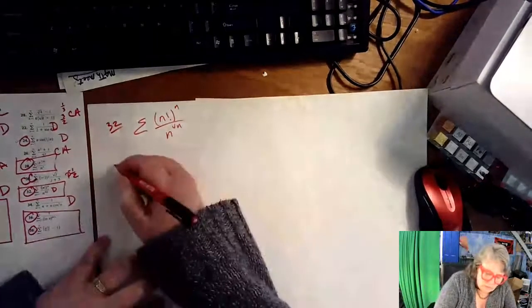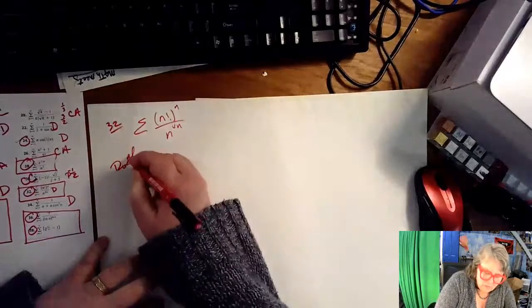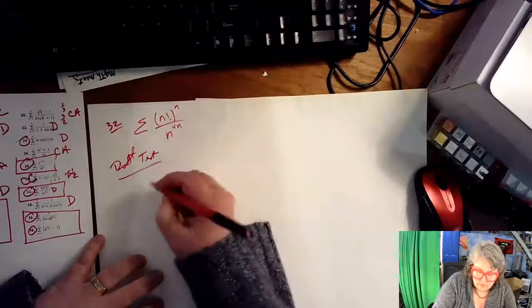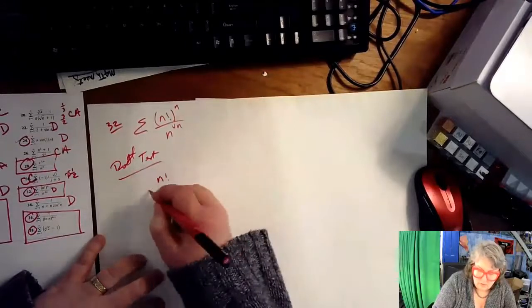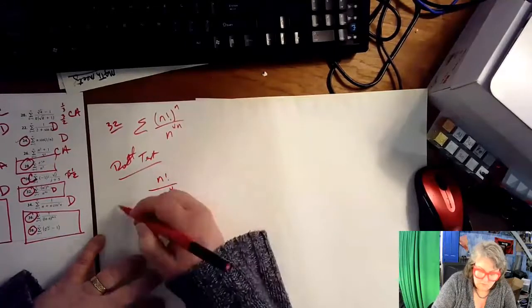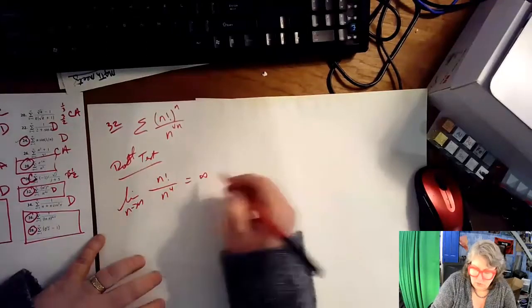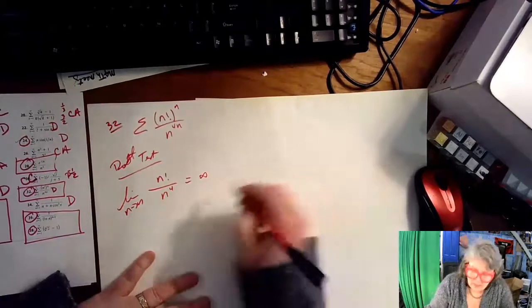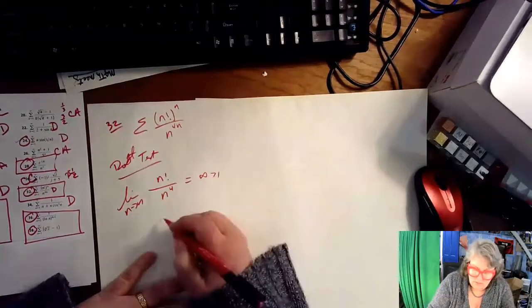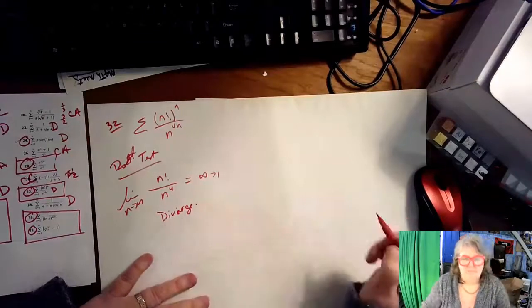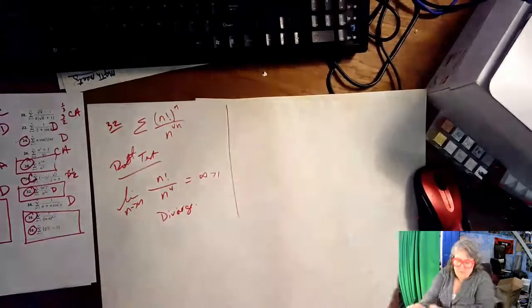Let's do the root test so you can see what I'm talking about. Root test. So if I take the nth root of this, I will have n factorial over n to the 4th. This is equal to infinity, which when you're doing the root test, this is greater than 1. This means this will diverge.